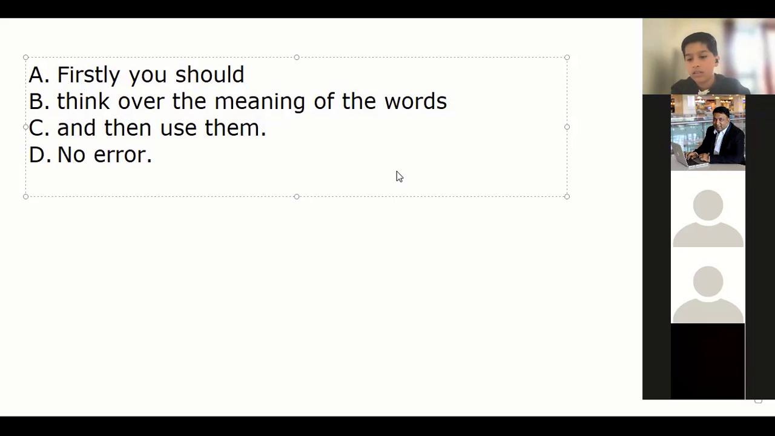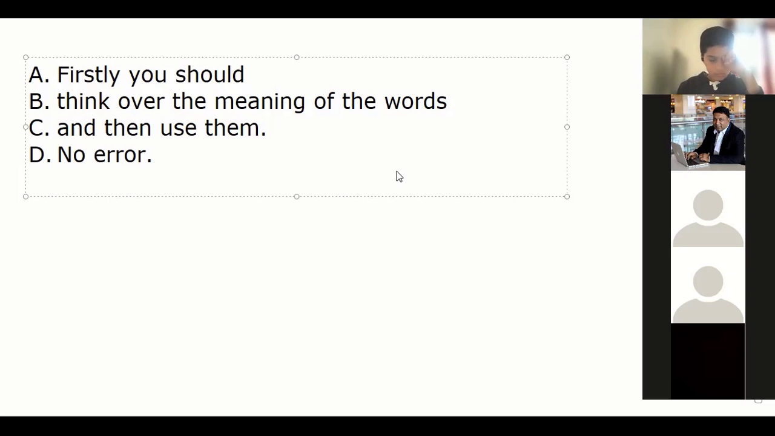So it should be think about the meaning of the words. Firstly, you should think about. Okay, think over is correct. We generally use think over. Think over or think about, but think over here is correct. Think about also is good. Okay, sir. Sunitaji, tell me your view.